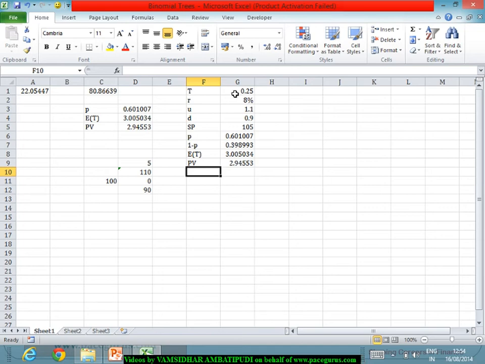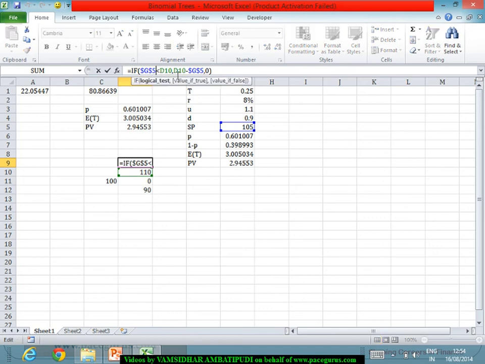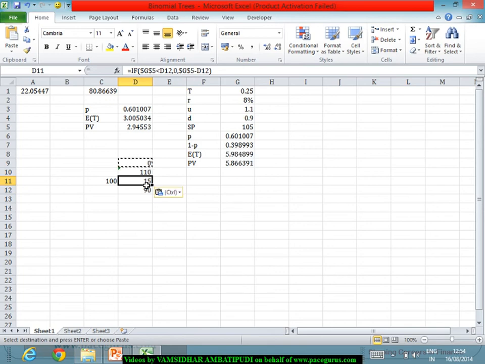Now when I have to talk about the put option, it's straightforward. Only this number will change. If I have the same put option at 105, then the put option will have a value if the stock price is lesser than the strike price. If the strike price is lesser than the stock price, the value is going to be 0. Otherwise, the value is going to be the strike price minus whatever the stock price is. So with that as the base, this is becoming 0, and this is becoming this.